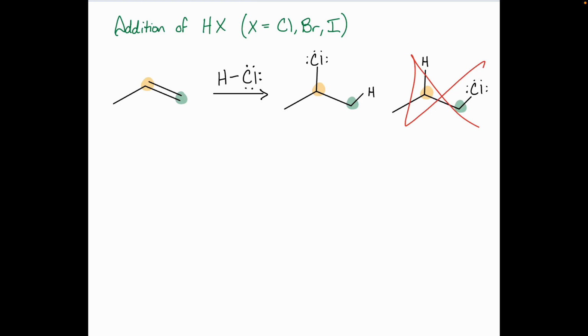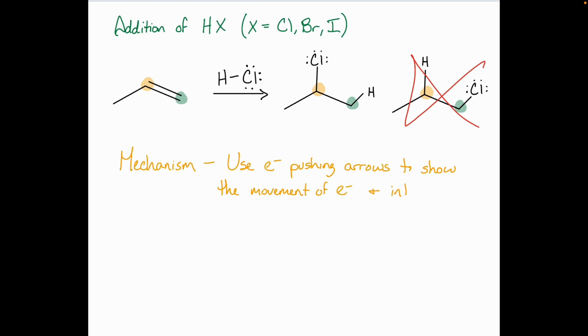So in order to understand why that is, we got to learn a little bit more about the reaction. We got to learn the mechanism of this reaction here. Our mechanisms are going to use those electron pushing arrows to show the movement of electrons and any intermediates in our reaction.